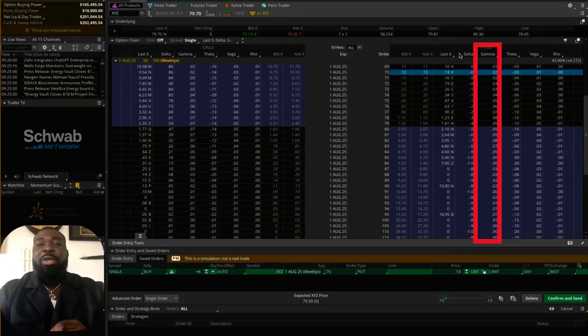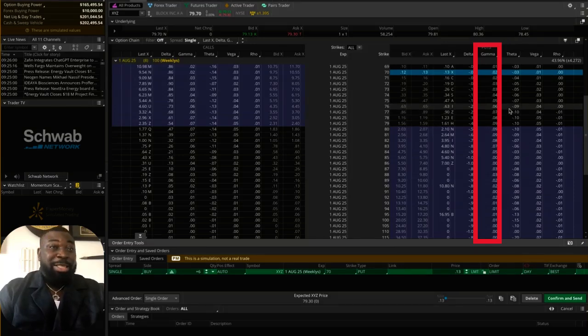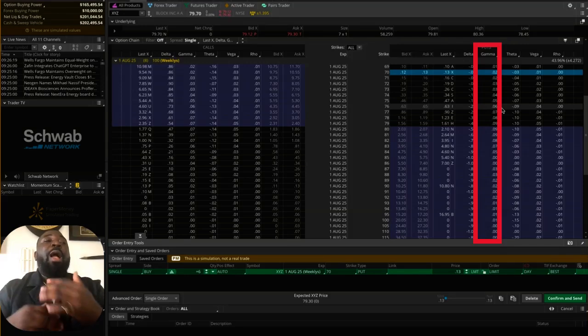Number two, let's go to gamma. What gamma really means is that for every dollar your stock moves up. So let's say your stock moves down from $78 to $77 if you're buying puts, right? The delta actually changes when it moves. And that's the beautiful thing about options. That's why your money compounds and you make more money the more the stock and the option contracts go in your favor.